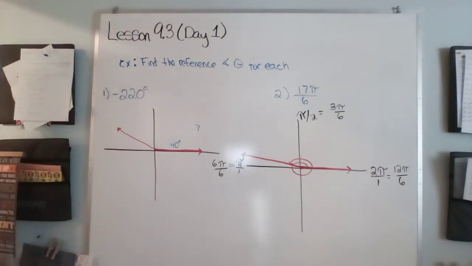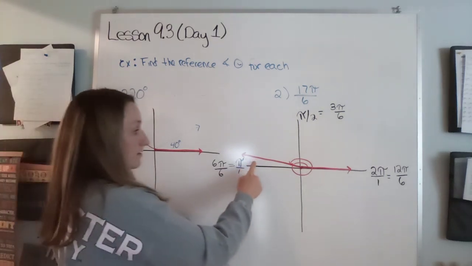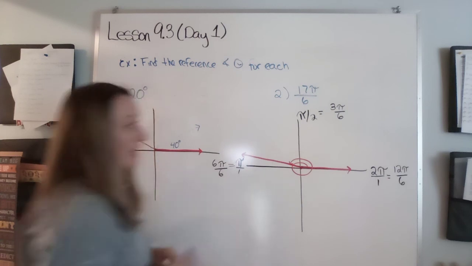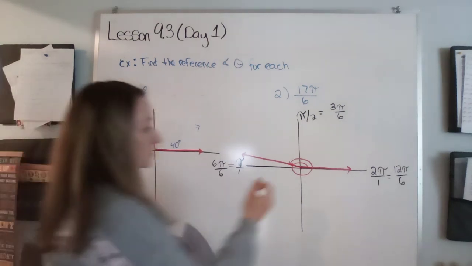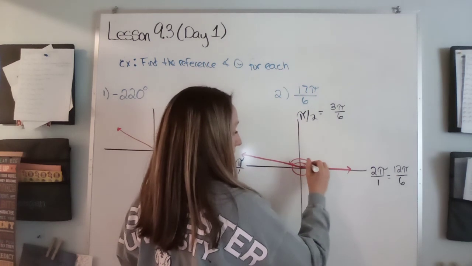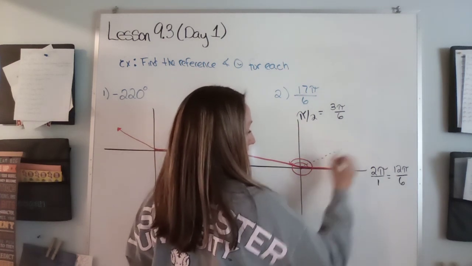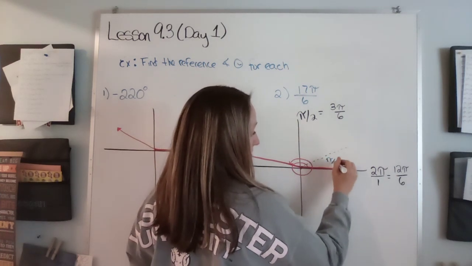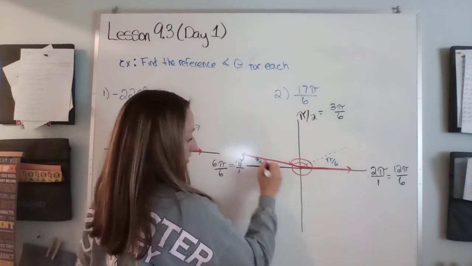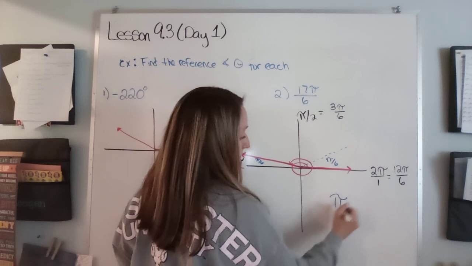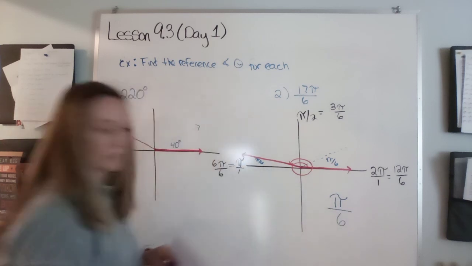Okay. So how far away am I? Remember, if I had gone all the way, that would have been 18 pi over 6. So I'm just pi over 6 away. So I'm going to flip this back into the first quadrant. And I'm pi over 6 away, because that's how far I am away over here, pi over 6. So your reference angle is pi over 6.